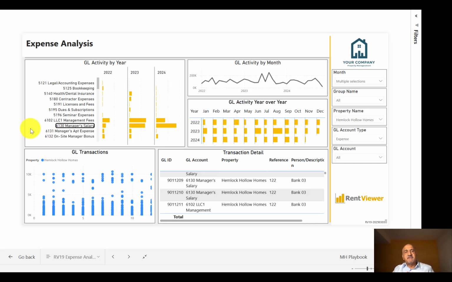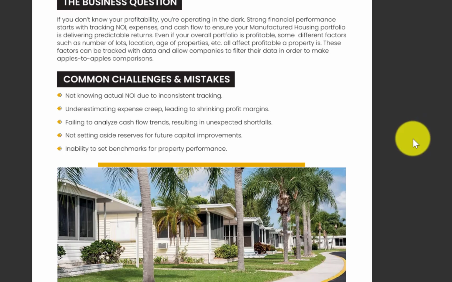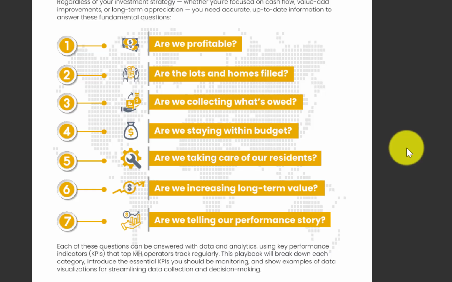Now, whenever we've got an issue with income and profitability, it points to typically two other things: whether or not my occupancy is where it needs to be, both physical occupancy and economic occupancy, and then am I collecting the rent that I'm owed? So that's the subject of the next two questions in the playbook. So going back to the playbook, I hope you got a feel for the different ways in which data can be visualized and the KPIs that are useful for understanding the profitability. In the next video in this series, I'm going to address the second question: are the lots and homes filled?